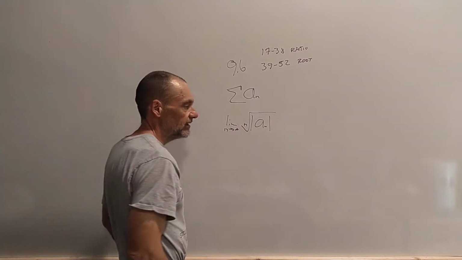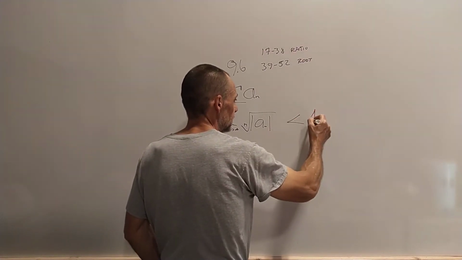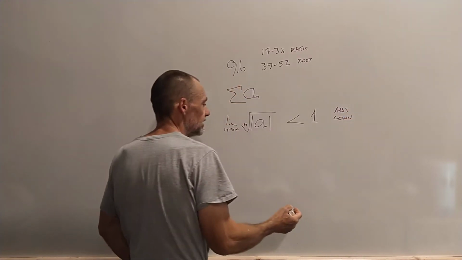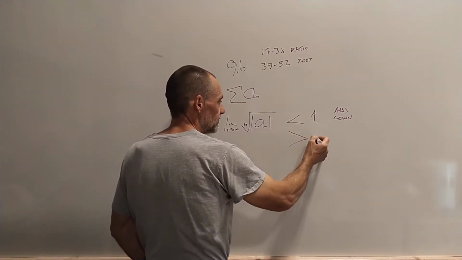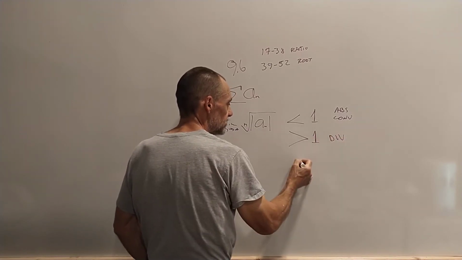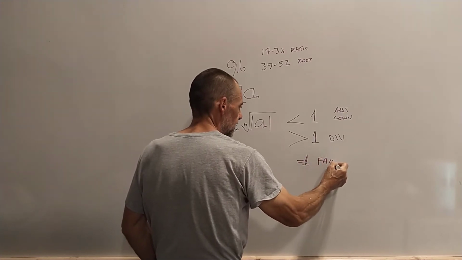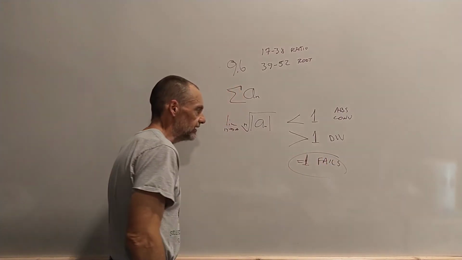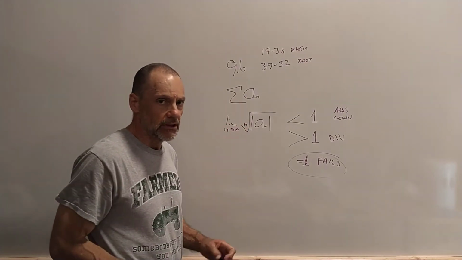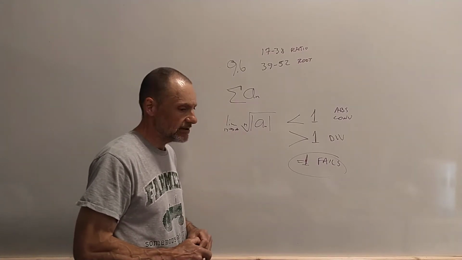And this is also going to be a test for absolute convergence, okay? So if this thing is strictly less than 1, we have absolute convergence. Again, we have the same situation as before. If it's greater than 1, it diverges. And if it's equal to 1, it fails, just like the ratio test, all right? So with the root test equal to 1, you can't make any conclusions about it, okay? This is how it works.